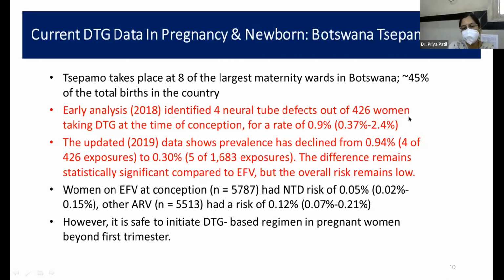So the risk with dolutegravir is slightly higher than with other ARVs also, that is 0.3%. But if we see the overall other advantages of dolutegravir we just now discussed, then dolutegravir still remains a very good option in pregnant women, and it is safe to initiate a DTG-based regimen in pregnant women beyond the first trimester. So this is a very important thing in the counseling of pregnant females.